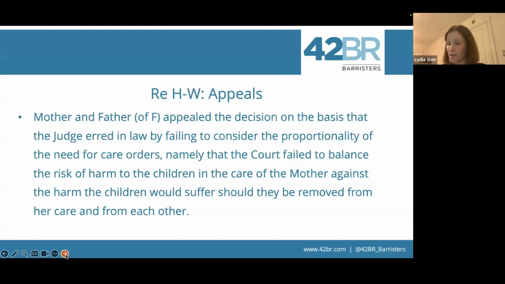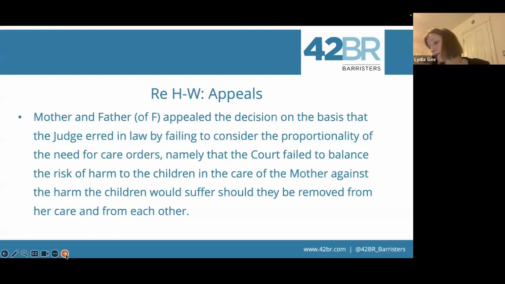The judgment was given on the 26th of July, and the judge at first instance approved the care plans of the local authority by endorsing the plan to remove the children and for them to be placed in their separate foster placements. The judge did adjourn the case in respect of child F for further assessment, and therefore that was the reason why child F did not form part of the appeal.